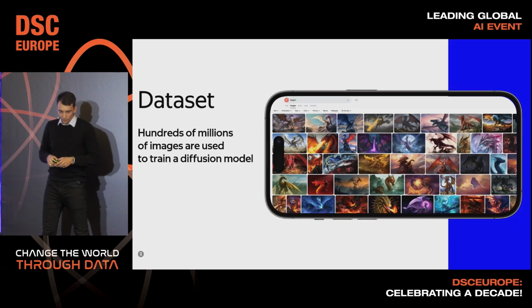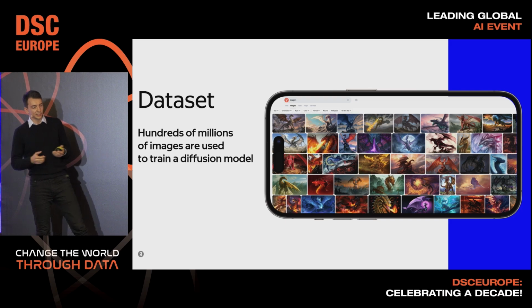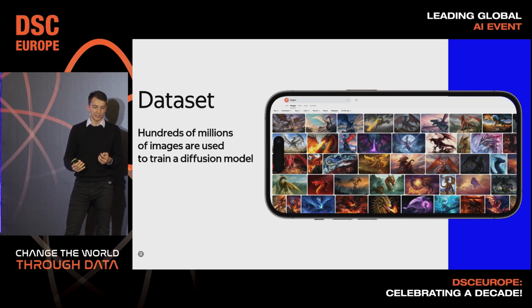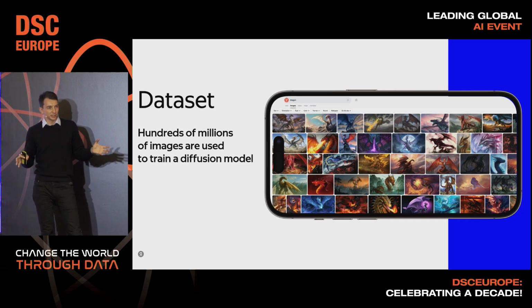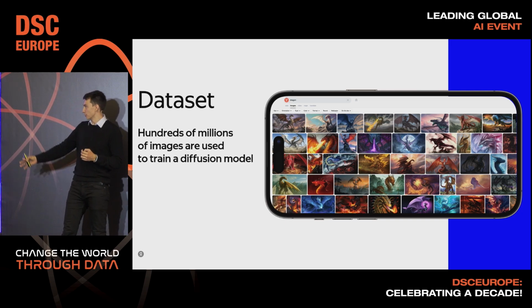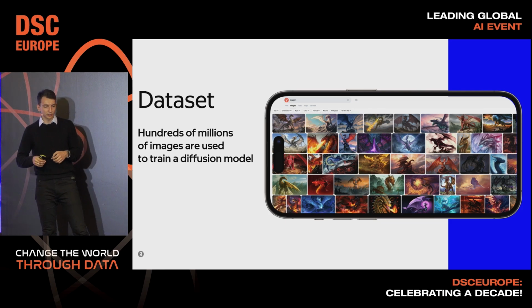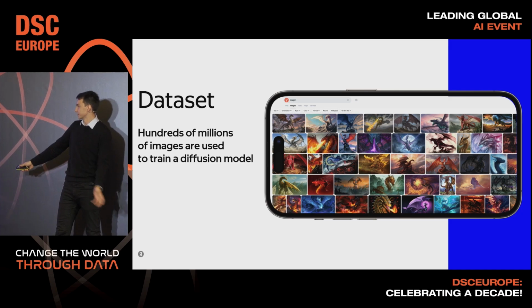So, of course, if you want our model to generate pretty much anything we can come up with, we want it to see everything during its training phase. And for that, we want to take some huge chunk of the internet and train the model on it. In our case, it's hundreds of millions of images, closer to 1 billion. And that's the source of the data set, the internet.